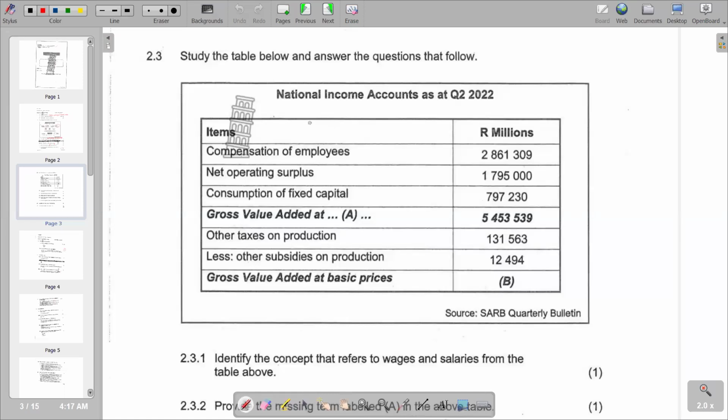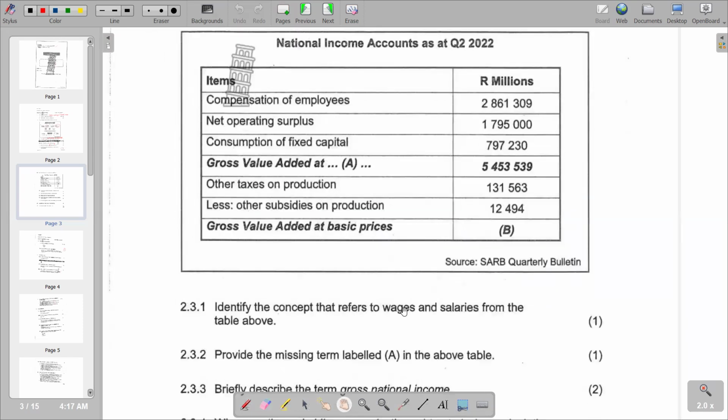So our next question is 2.3, which reads, study the table below and answer the questions that follow. You're given the national income accounts as at quarter two of 2022, and then you're given the column for items and then the value on the other column. The first question reads, identify the concept that refers to wages and salaries from the table above. We see that the concept that refers to wages and salaries from the table above is compensation of employees. Wages and salaries can be explained from another point of view as compensation. So, this is what we have.